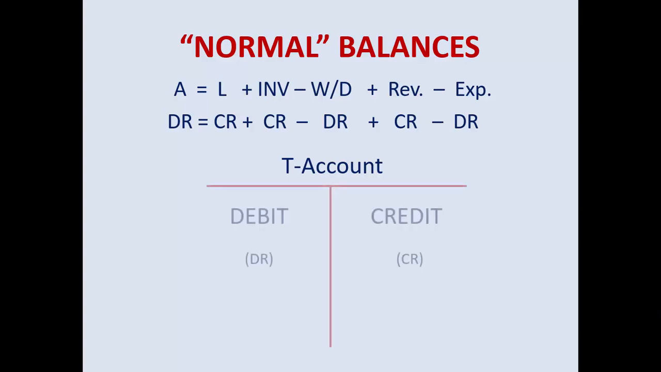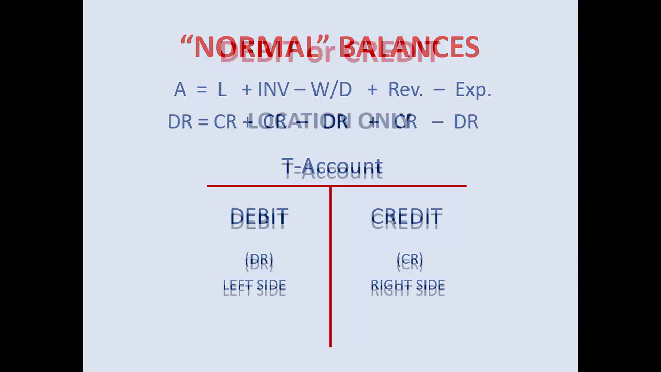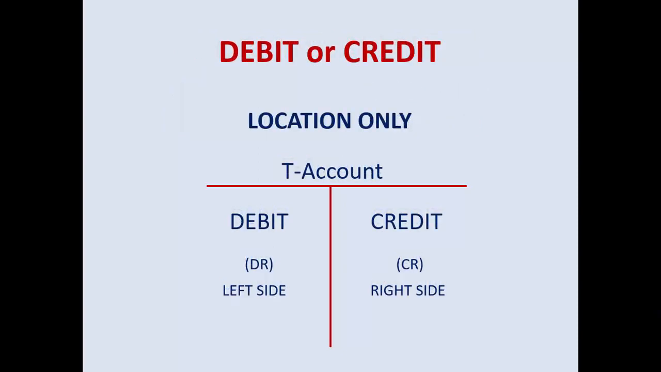Now we use a T account to represent what's happening in the ledger. But just keep in mind, debit and credit is location only. Debit is left, credit is right. That's it. Location only.